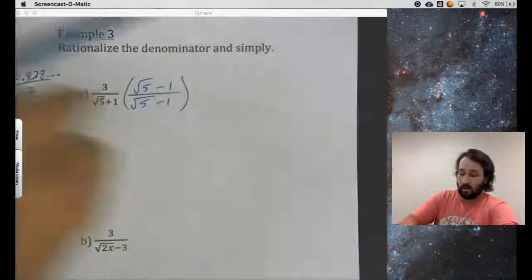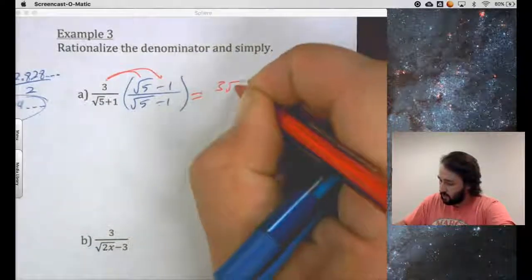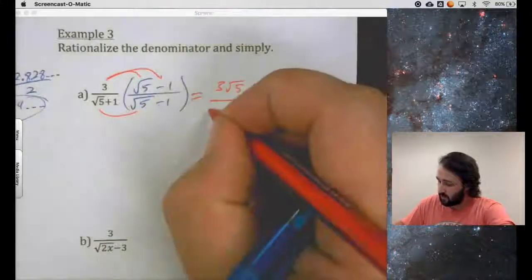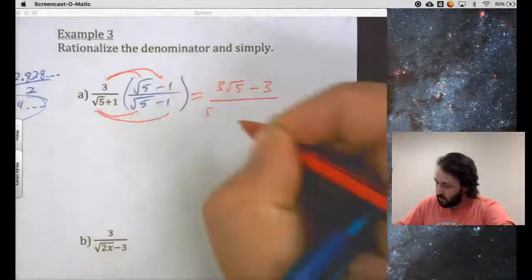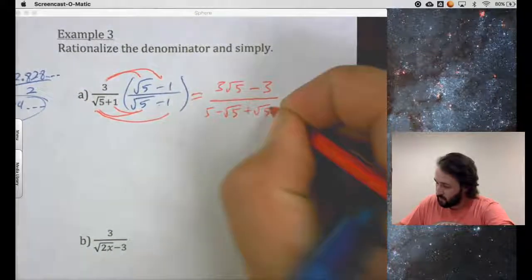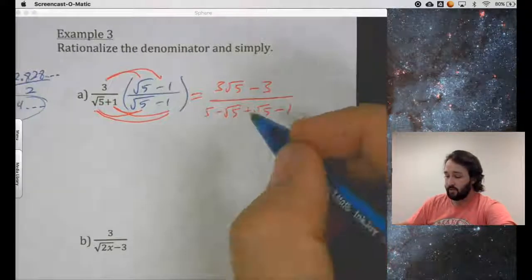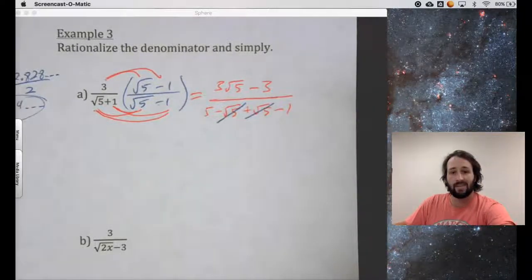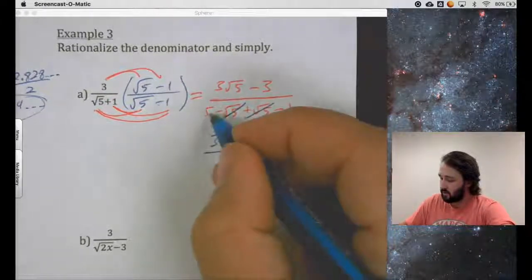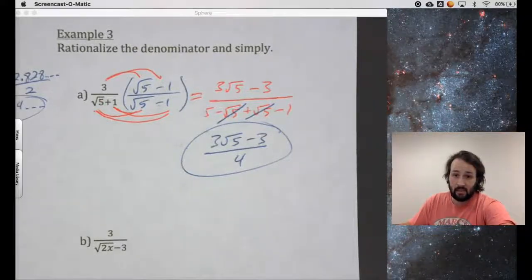of anything. All right, so if I multiply in my numerator, that would make 3 root 5 minus 3. Now in the denominator, this root 5 times root 5 will give me 5. Root 5 times negative 1 is minus root 5. 1 times root 5 is plus root 5. And then 1 times negative 1 is minus 1. So notice, negative root 5 plus root 5 makes 0. So I'm left with 3 root 5 minus 3, all divided by 5 minus 1, which would be 4. That's it. Done did it.